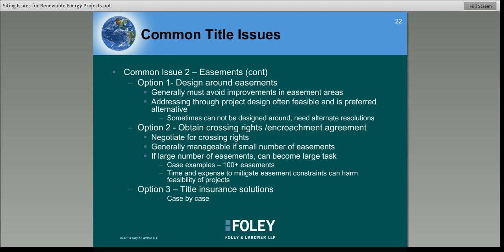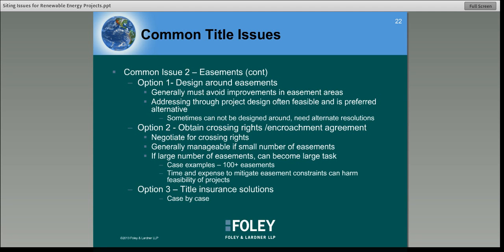So on occasion you won't be able to design around the easements. You say, I need to have my lines in this area, or I need to have some other kind of improvements in the area. So that's the scenario. You can try to contact the easement holders and negotiate for some kind of crossing rights or encroachment agreement where they will actually consent to your placing of improvements in the easement area. And, you know, that's often successful as well.